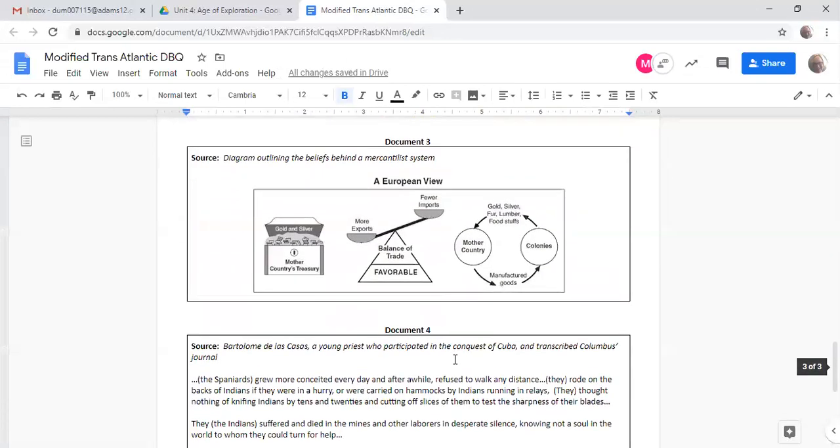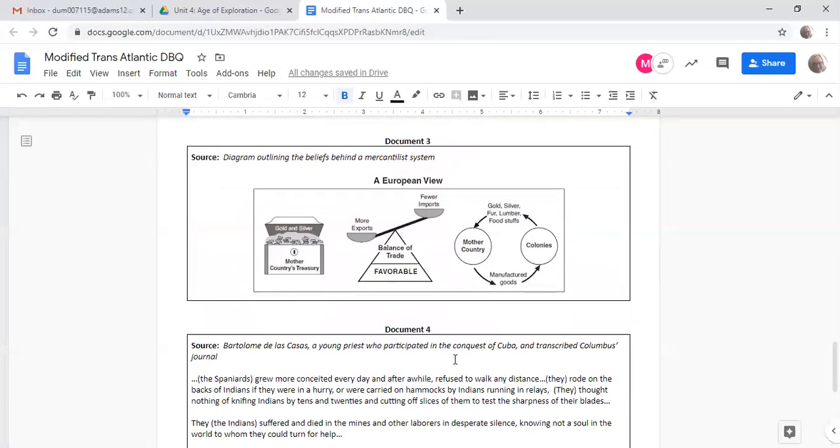Okay. All right. Document 3, diagram outlining the beliefs behind a mercantilist system. So this just looks like a chart or image of what mercantilism is. And so it's not directly telling me what the impact on any people in the Atlantic world is. It's indirectly telling me about mercantilism. But I know from my study of mercantilism as an AP World student that mercantilism made the mother countries super, super wealthy because they could maximize their exports and minimize their imports.